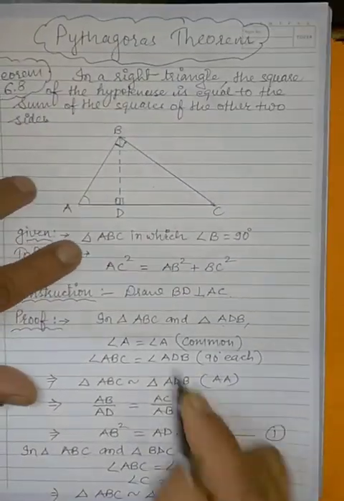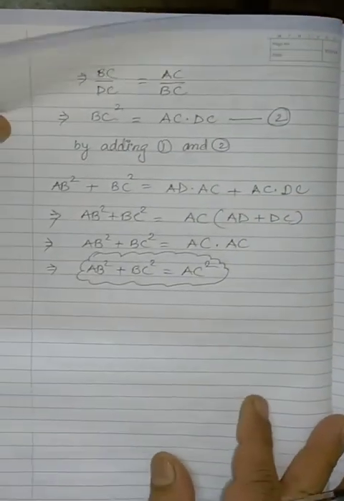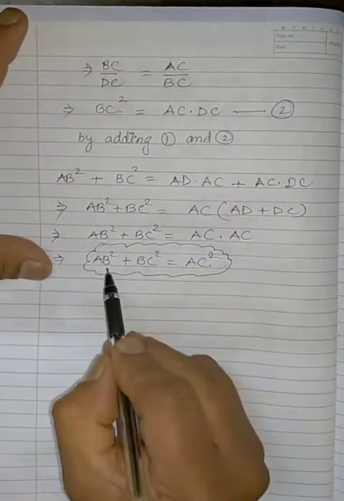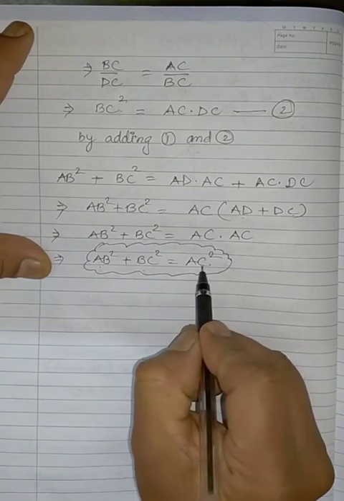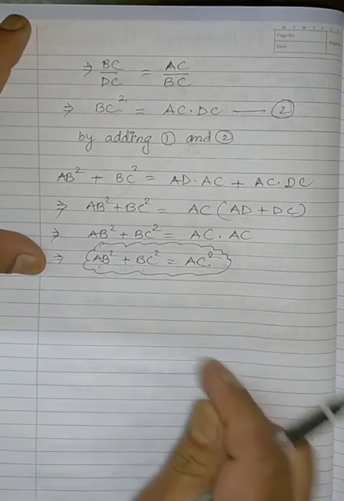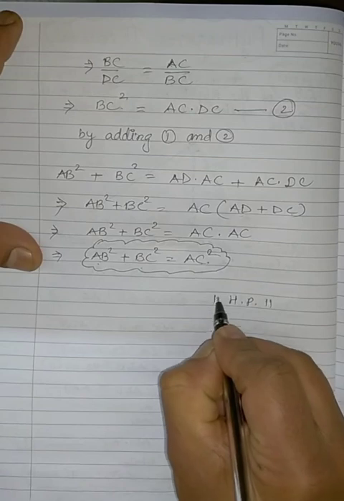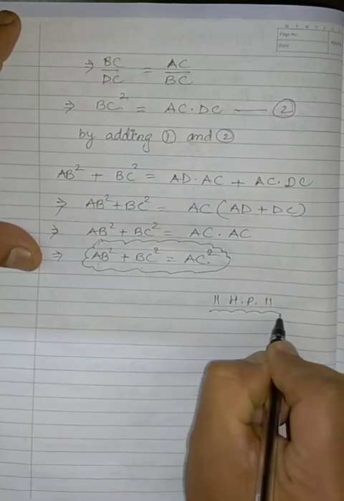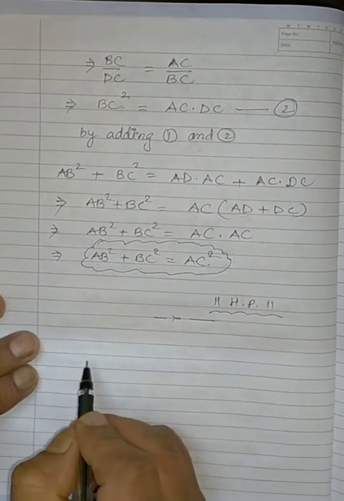We had to prove that AC square equal to AB square plus BC square. So AC square is equal to AB square plus BC square, which means that in a right angle triangle, the square of the hypotenuse is equal to sum of the squares of the other two sides, as proved. Now hope this video will help you to understand this theorem also and to practice to solve theorem 6.7 also.